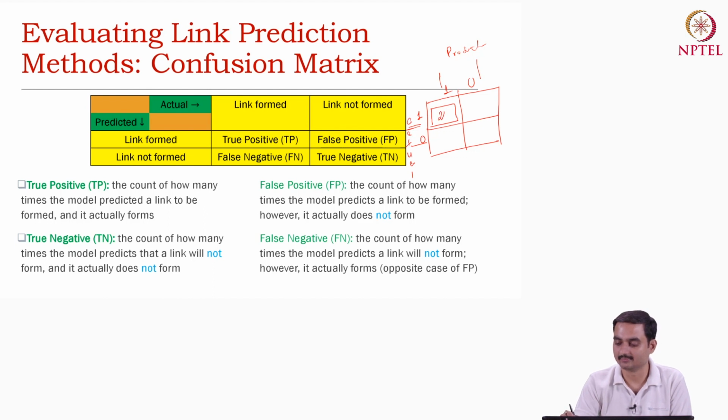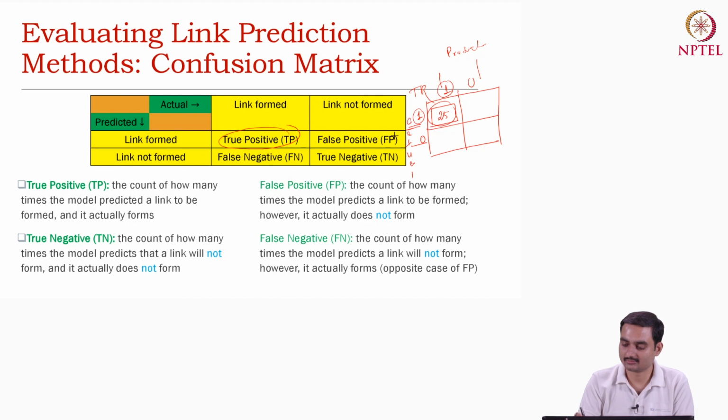Now look at this cell, say this is 25, okay. It means that there are 25 such instances which are actually positive and your prediction algorithm also says that they are positive. So your algorithm says that this is positive and that is true. So these samples are called true positive, okay.